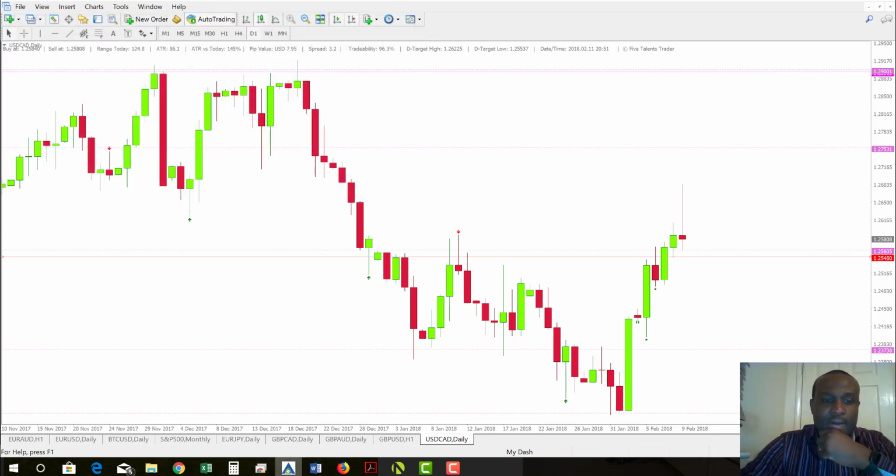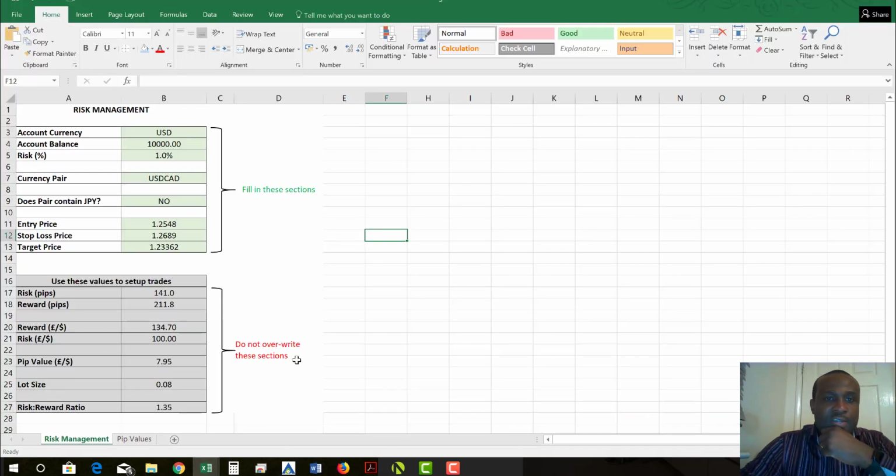Okay, so that's how I will use the risk management tool. If you have any questions about how to use this, just send me an email or reach out to me, and I'll be pleased to support you.